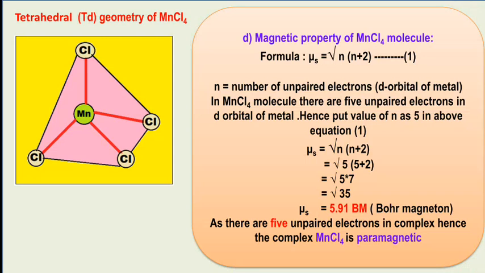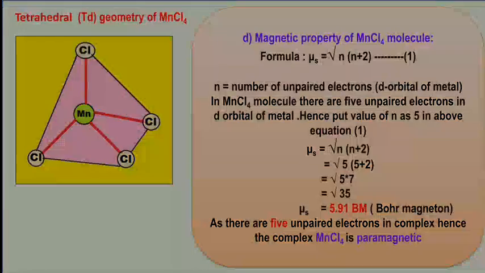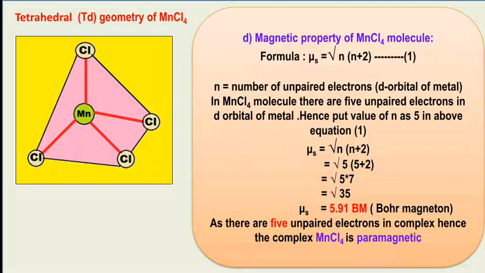Again we can see that there are 5 unpaired electrons in the complex MnCl4, hence this complex is highly paramagnetic. The paramagnetic complexes are also called spin free complexes or high spin complexes. So here you can see that MnCl4 is a paramagnetic complex because 5 unpaired electrons are present in the complex.